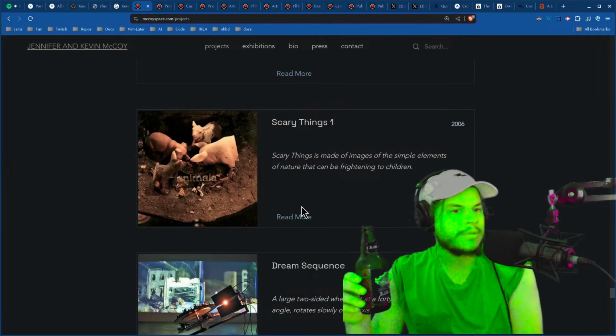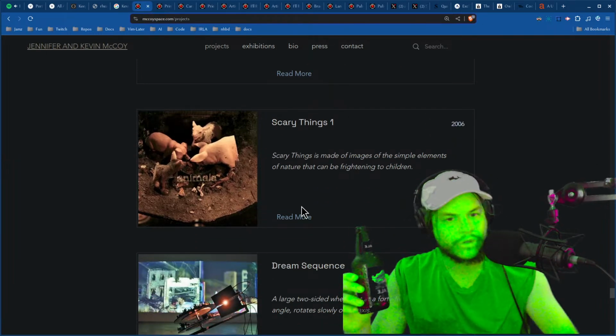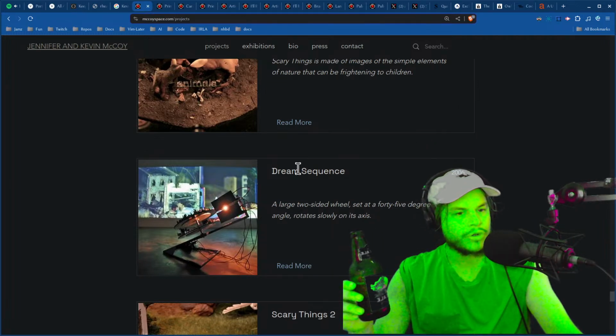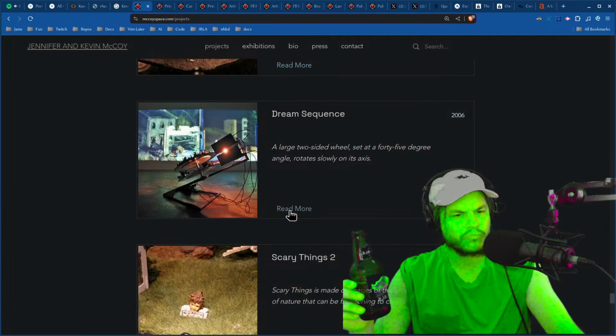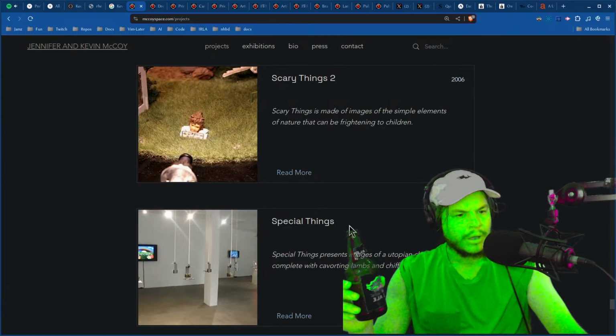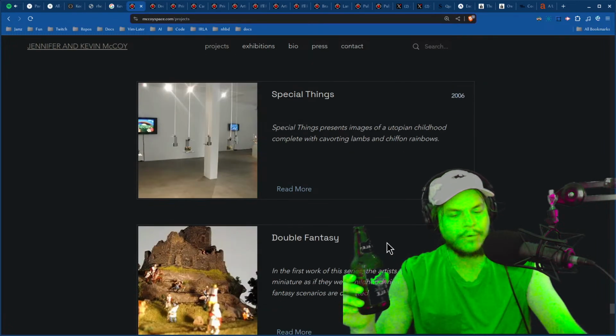Scary Things is made up of images of simple elements of nature that can be frightening to children. Just scare the children. That's the art. Dream Sequence: a large two-sided wheel set at a 45-degree angle rotates slowly on its axis. More scary things for children. Images of utopian childhood complete with cavorting lambs and chiffon rainbows.